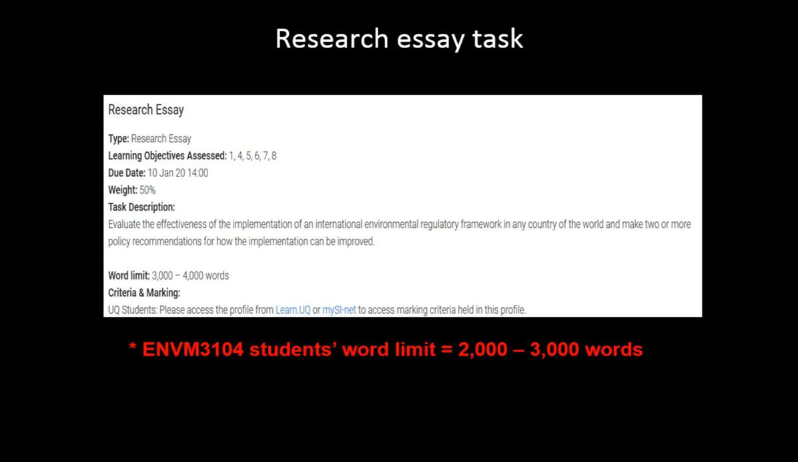You're evaluating the implementation of any international regulatory framework, so it can be the Biodiversity Convention, the Framework Convention on Climate Change, or a convention that we're not actually covering in the course. If you wanted to consider something else like the Basel Convention on International Trade in Waste, you could consider that. It's really open-ended, and you can also choose any country. My suggestion would be to choose your own country. If you're from Australia, you can look at Australia.